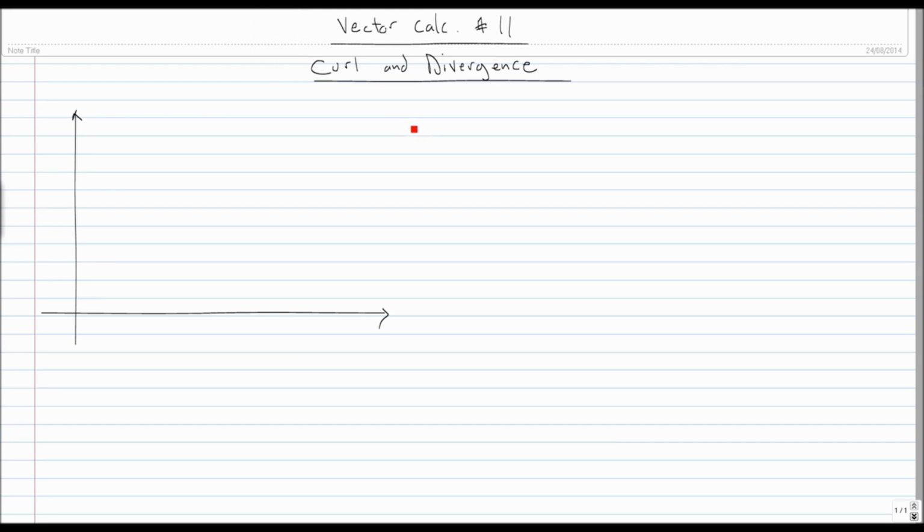Okay, so curl can be defined in two ways. Well, it can be interpreted two ways. So way number one is that it's a measure of the rotation of a vector field. The second interpretation is curl can be used to test whether or not a vector field is conservative.